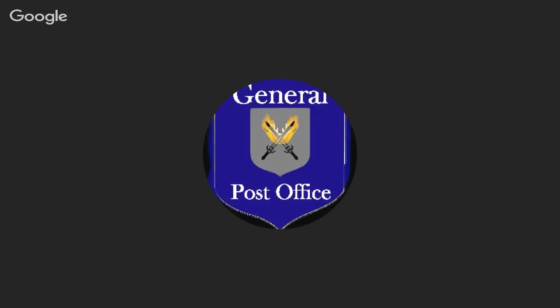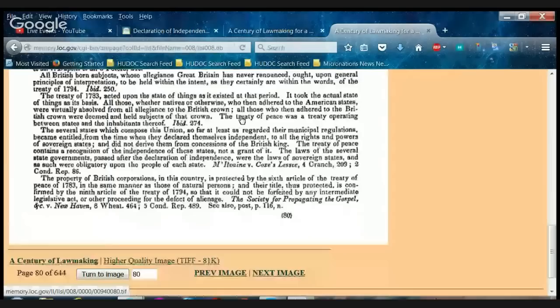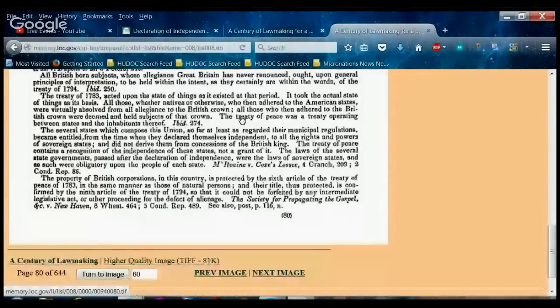So far as at least as regarded their municipal regulations, they became entitled, from the time when they declared themselves independent, to all the rights and powers of sovereign states, and did not derive them from concessions of the British King. The Treaty of Peace contained a recognition of the independence of these states, not a grant of it. The laws of the several state governments passed after the Declaration of Independence were the laws of the sovereign states, and as such were obligatory upon the people of each state.